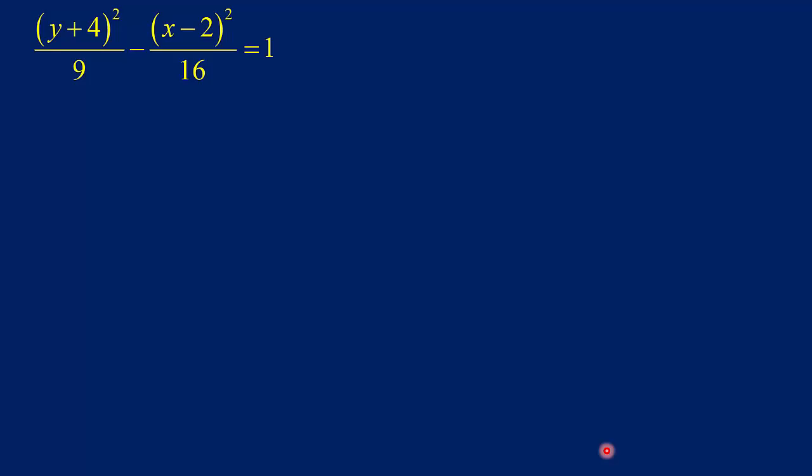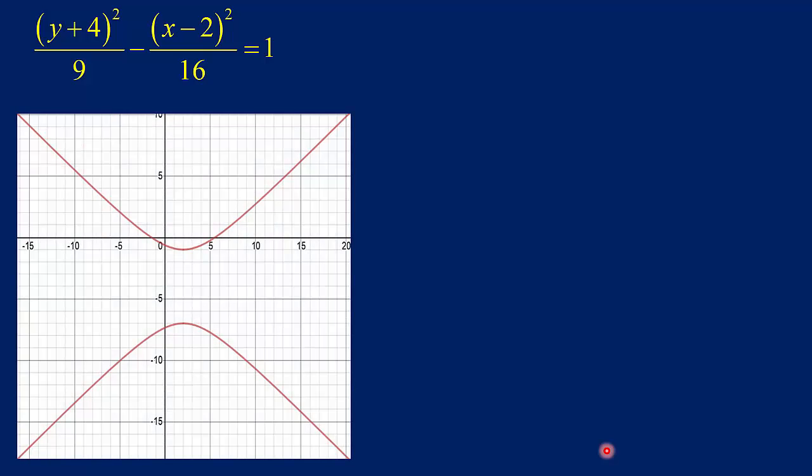Now let's look at this one. Here you have the y part now that's positive. So it's going to look like this. Now we have a vertical transverse axis. So what we're going to do is we're going to add to the y coordinate. So here's the center. Okay, the x from the parentheses with the x, the y from the parentheses with the y, only the opposite of what they appear in the parentheses.